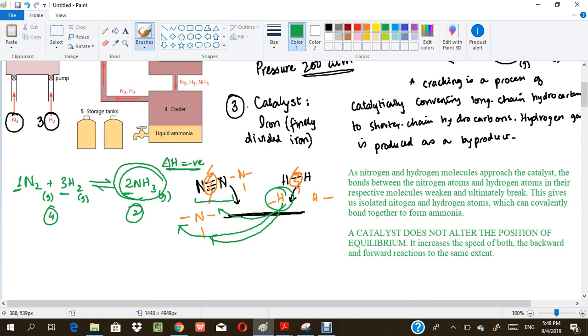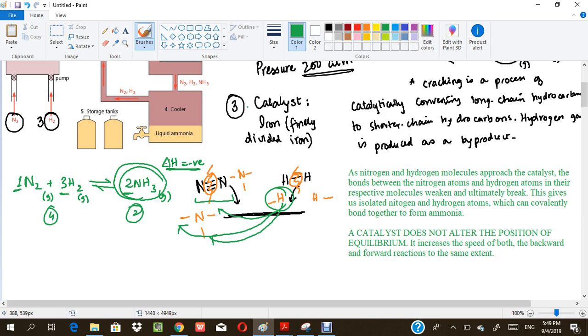So now what happens is that because the forward reaction is exothermic, that is, the forward reaction increases the temperature of the setup. It means that if we increase the temperature of the setup, the equilibrium is going to shift in a direction which reverses this change, that is, which opposes this increase of temperature. Therefore, the backward reaction is preferred.